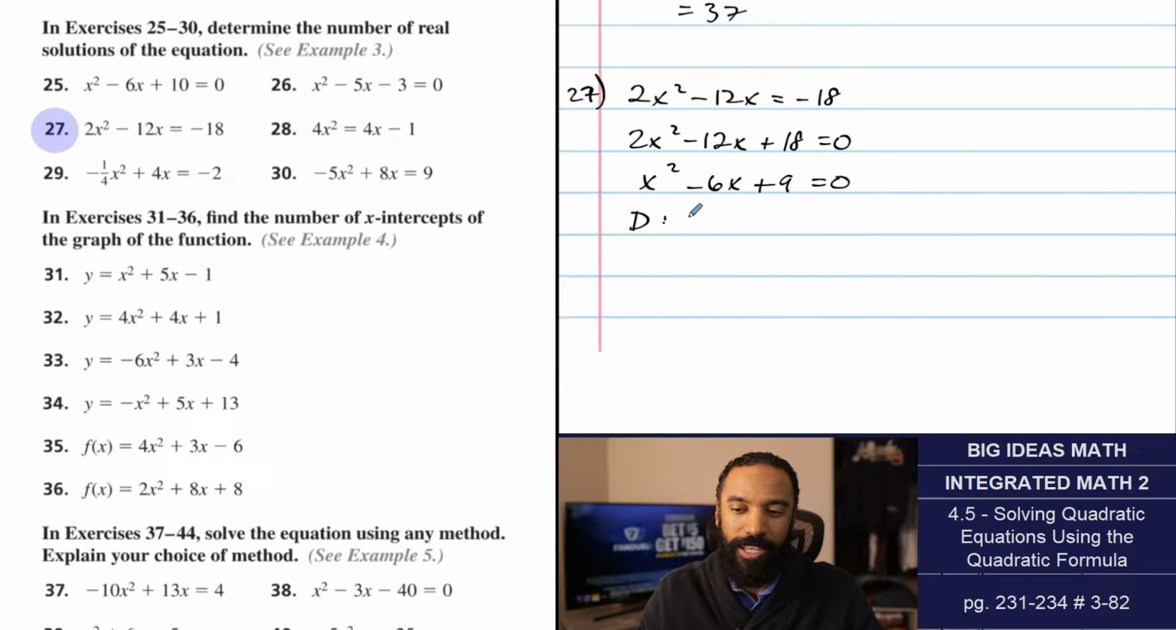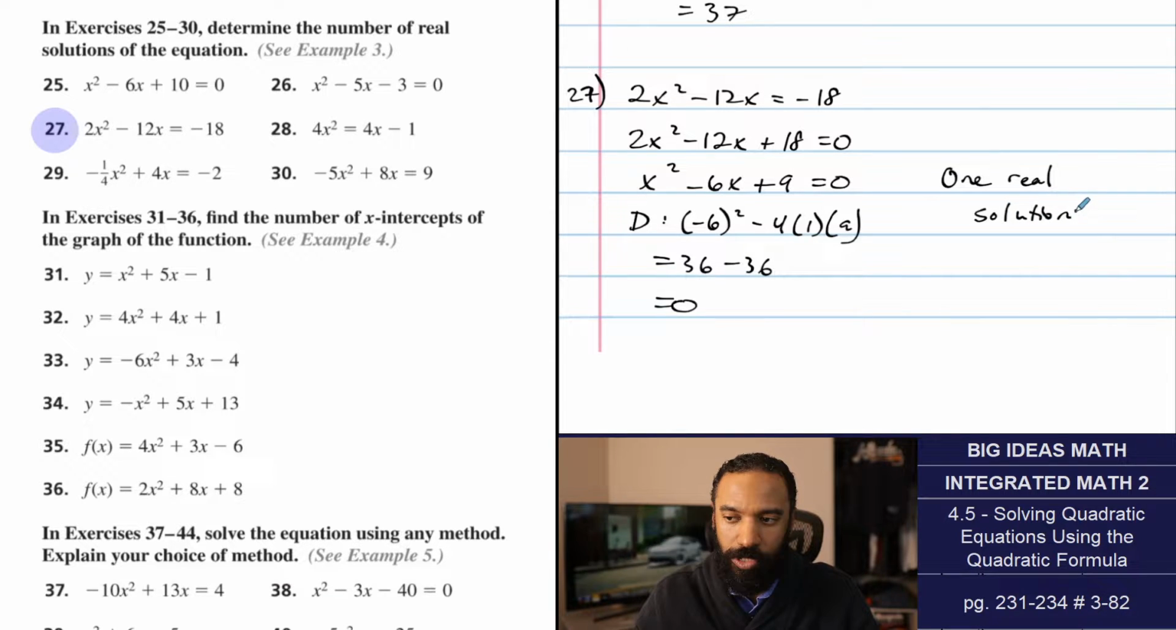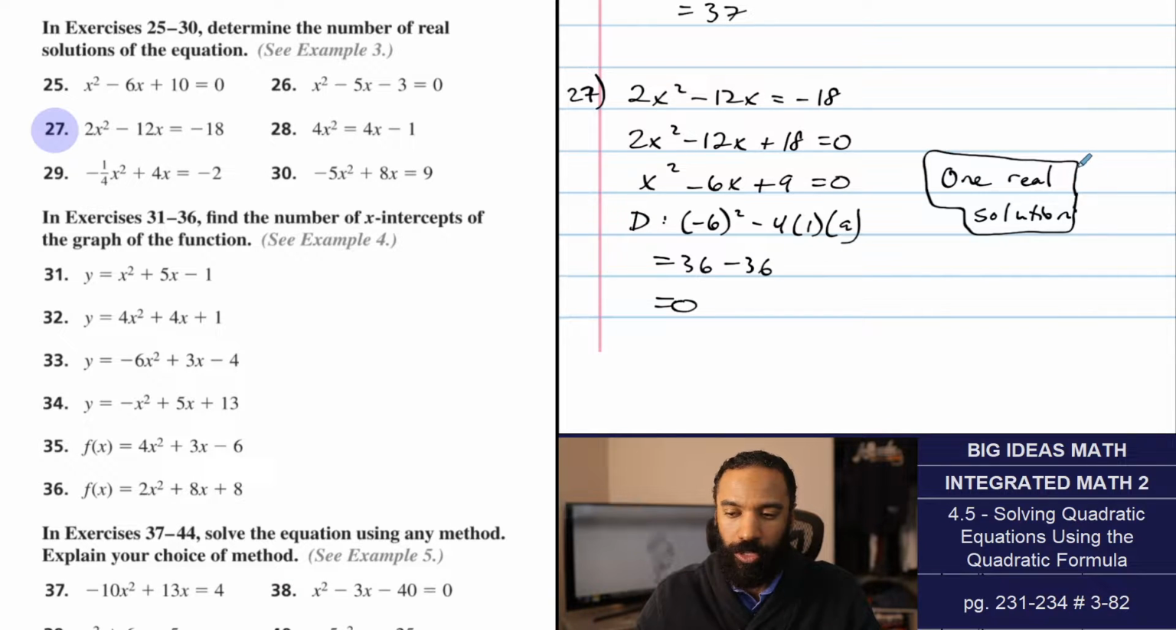Anyway, the discriminant is going to be b squared minus 4ac, which is 36 minus 36, which is 0. A 0 discriminant means one real solution. The solution isn't 0. In fact, the solution is 3. But the discriminant of 0 means there's only going to be one answer.